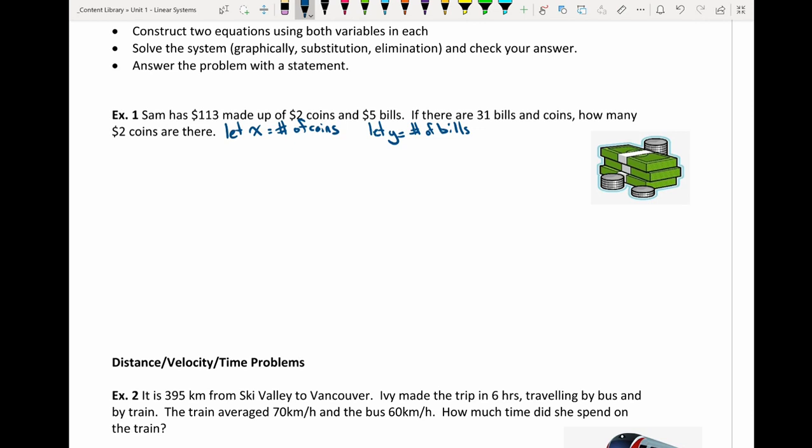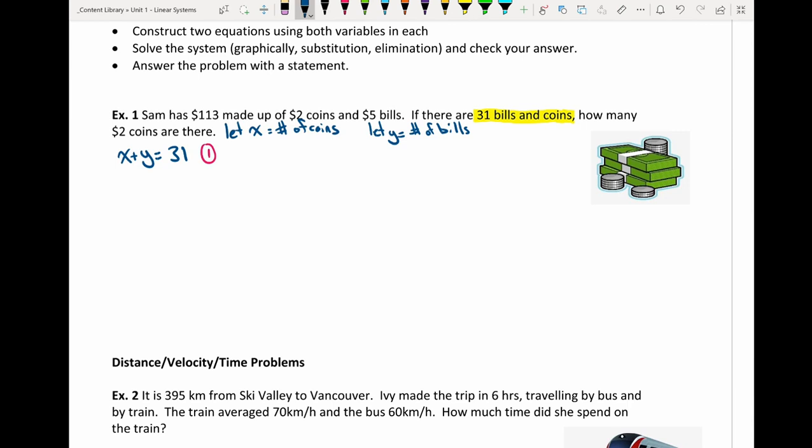I don't know how many bills or how many coins there are. So from there, I need to come up with my two equations. By reading the question, I can see the easiest one first is going to be x plus y, or basically the number of coins plus the number of bills is going to equal 31. I'm going to label that equation 1, and that just comes from this statement here, 31 bills and coins.